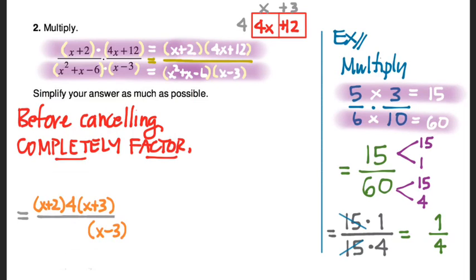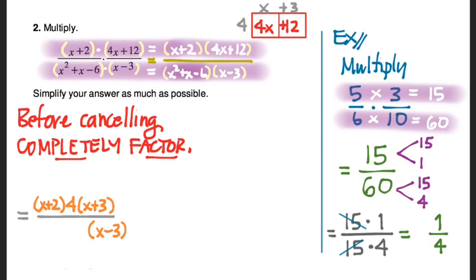But there's still one more factor that we might be able to break down further. A number like we had 60 over here, that if we can break it apart, then maybe we can find one of its factors that matches up with one of the factors upstairs that allows us to cancel. So now the question is, how do I factor x squared plus x minus 6?